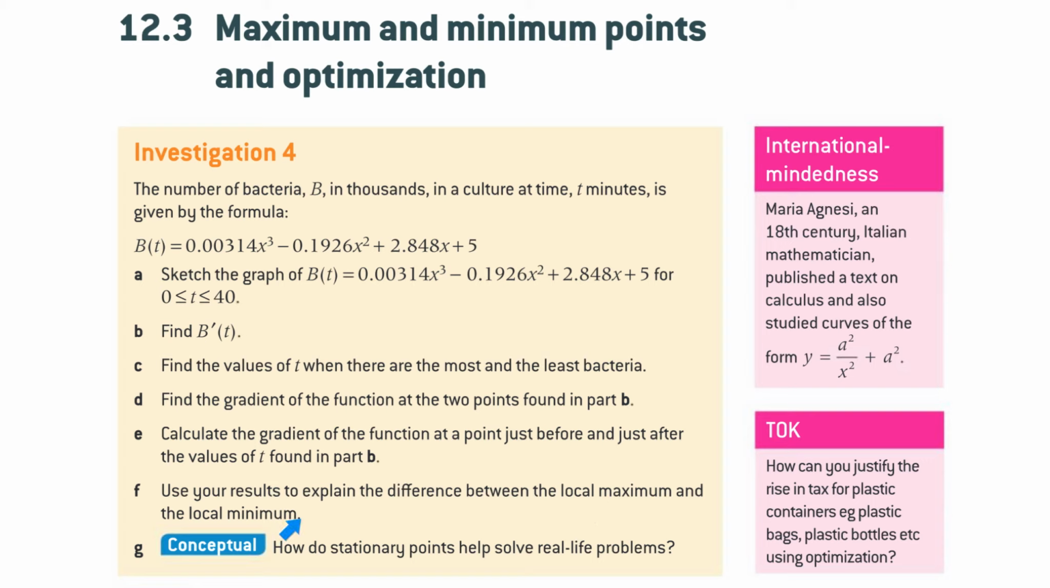And if it's a local minimum, the negative slope changes to a positive slope. Conceptually, how do stationary points help solve real-life problems? Well, we've got that coming up later in the video, and also in the next section on optimization.